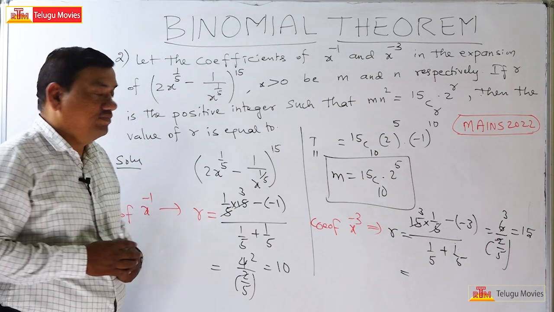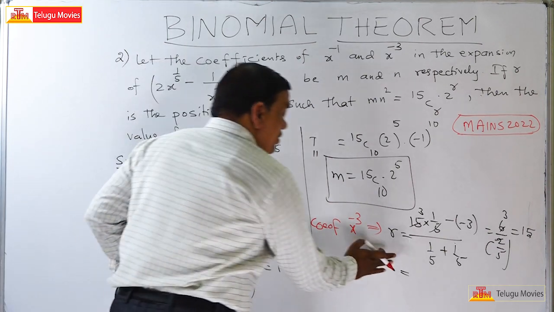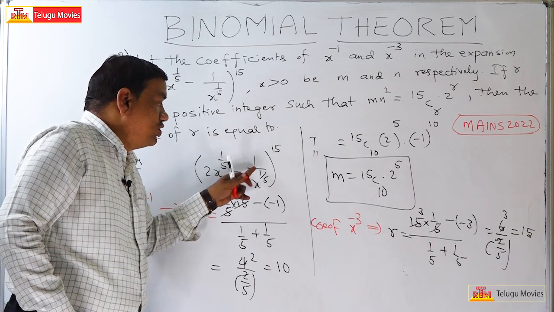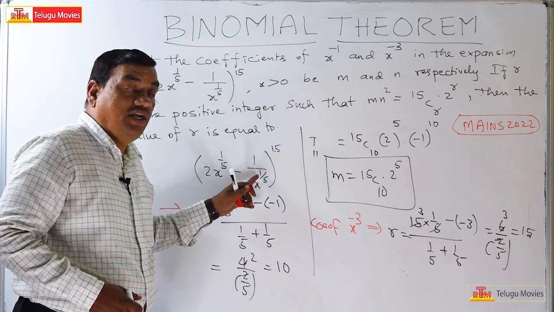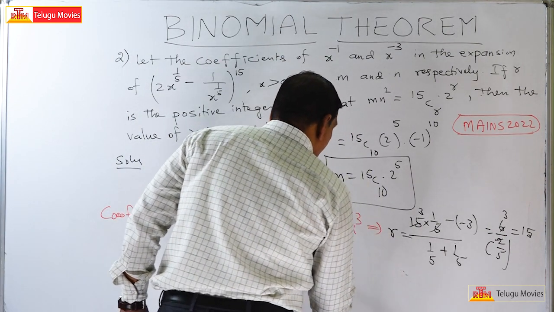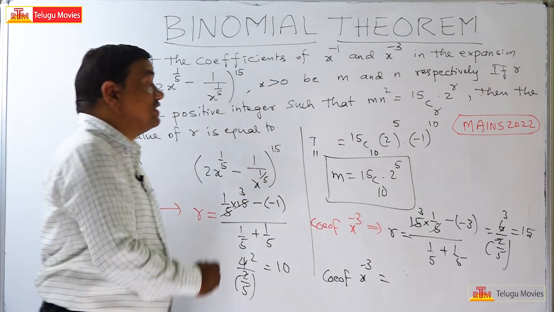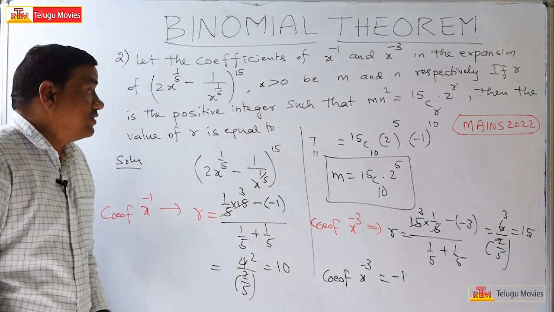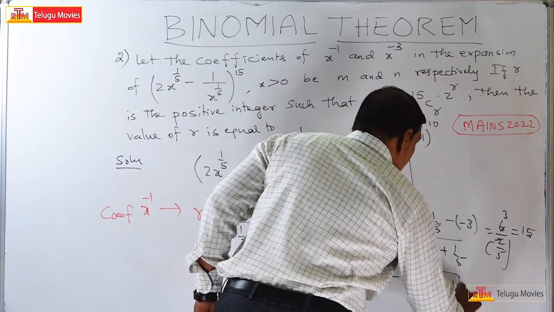That means in the 16th term, you will get x power minus 3. Obviously, here actually no need to do this. Observe the last term, minus 1 by x to the power of 1 by 5 whole to the power of 15. How much will you get? 1 by 5 into 15, x power 3, 1 by x power 3, x power minus 1. Therefore the coefficient of x power minus 3 is minus 1. So this is nothing but n value. Your n value is equal to minus 1.